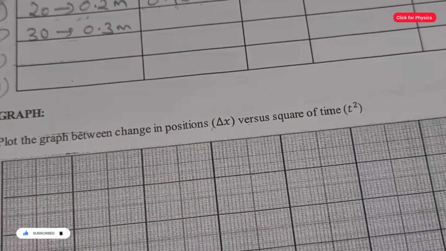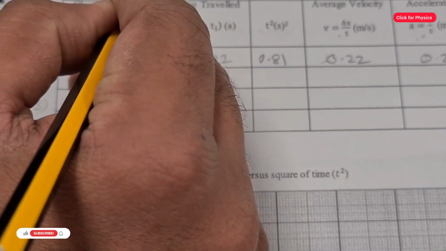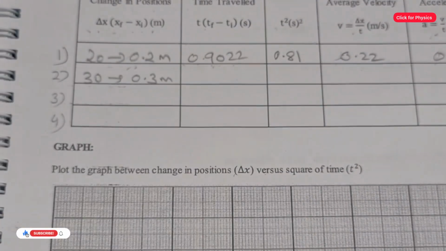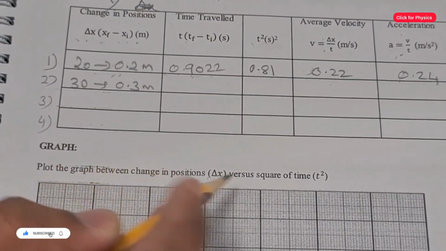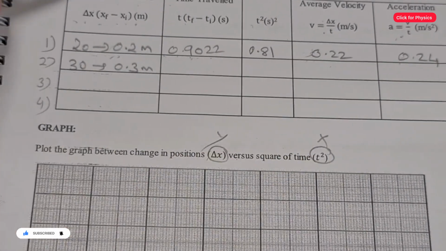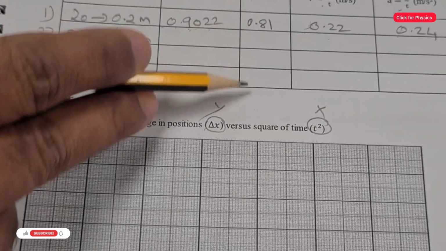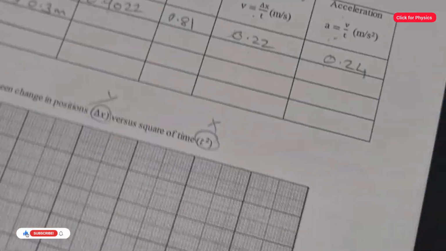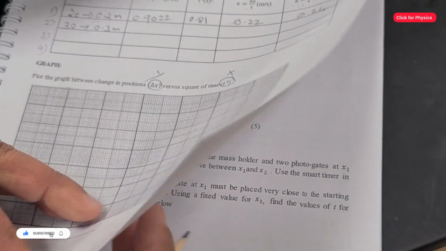So you have to see the table. We have delta x here. That means all these values are in your x-axis. So all these values are in your y-axis. Generally, the first should be in y-axis and the second should be in x-axis. So we have to take all the delta x values in y-axis, and we have to take all the t square values in x-axis. By that, what you will get, I can just draw the diagram here.